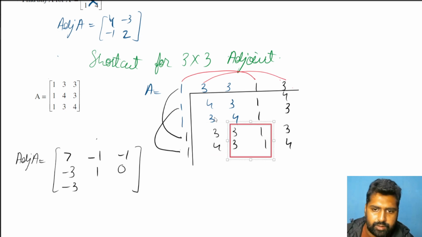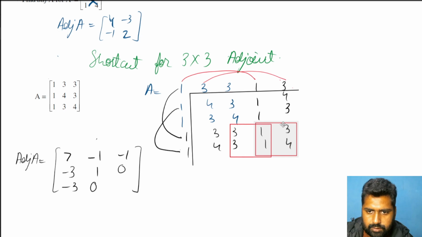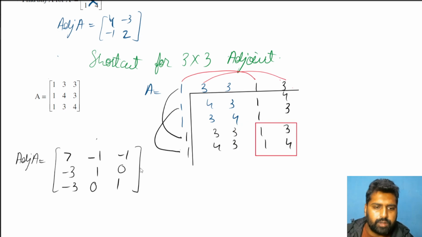3 1 3 1, so 3 minus 3 is 0. Last: 1 3 1 4, so 4 minus 3, again 1. But don't forget to transpose, because this gives you only the adjoint cofactors. Okay, so you have to do the transpose of this.